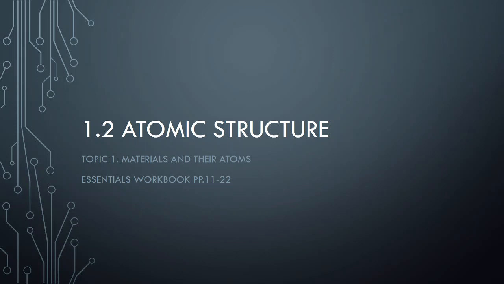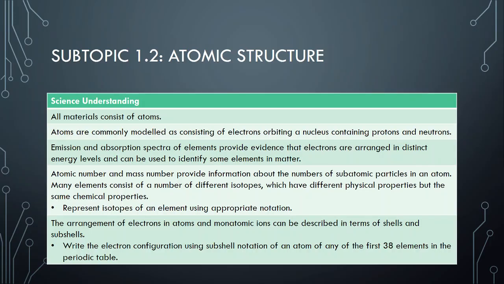Okay, welcome to the second video of the 1.2 atomic structure subtopic in topic 1. In this video, we'll be covering the fourth box down here. So it's about the atomic number and mass number. They provide information about the numbers of subatomic particles in an atom.